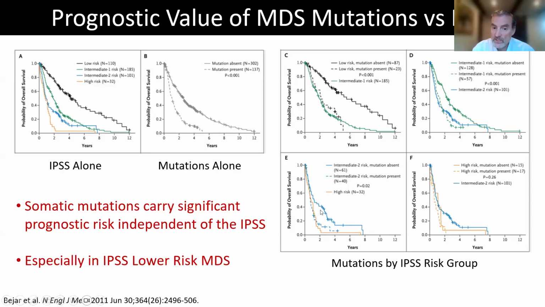And we could even do that with patients who started with intermediate two risk, and if they did have adverse mutations, they looked more like they had high risk disease. So the idea was that by looking at mutations, we could upstage patients. We could put them into higher risk groups than we otherwise thought they would be in simply by knowing their mutation status. It was clear that mutations had independent prognostic significance.